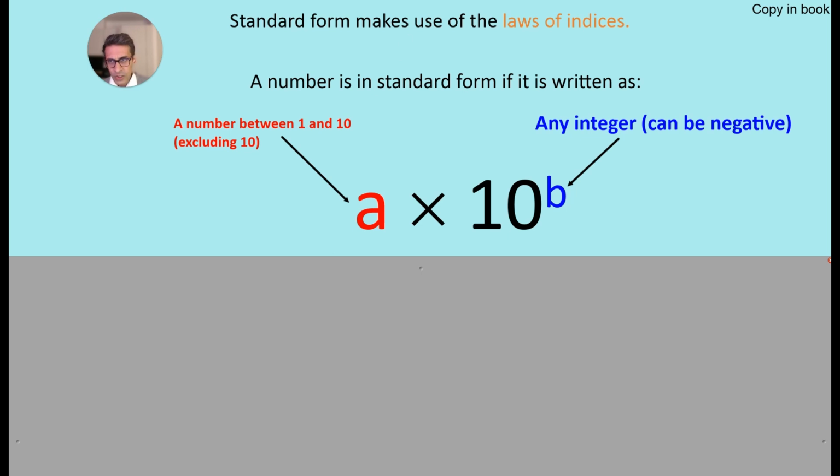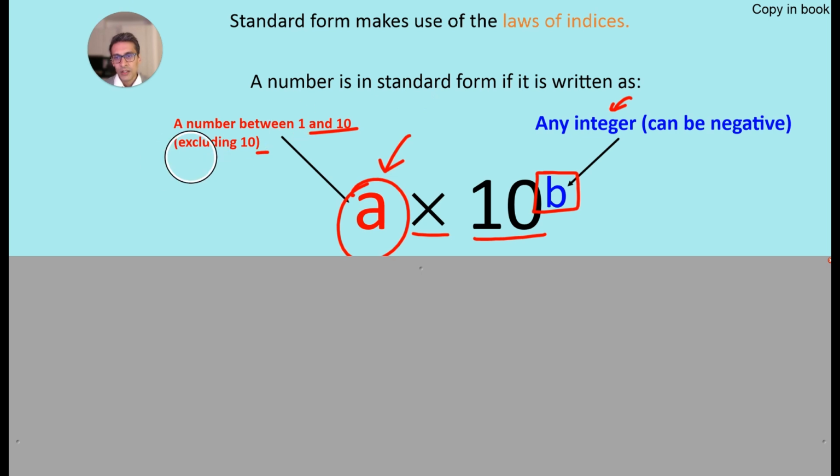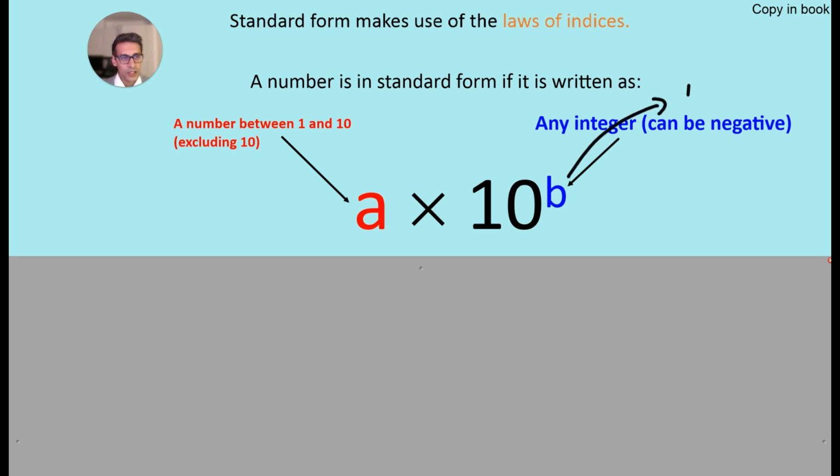A number is in standard form if that first number is anywhere between 1 and 10, not including 10 itself, and it's multiplied by 10 to the power of some integer. So an integer is just a whole number. An integer could be positive, it can be negative, but it has to be a whole number. So no decimals, no fractions.